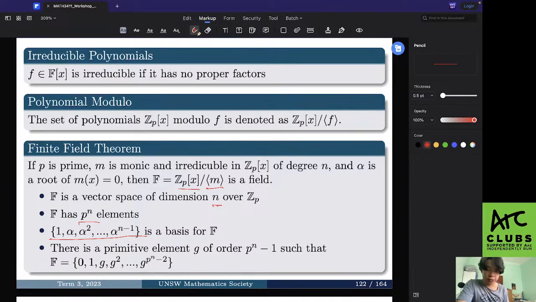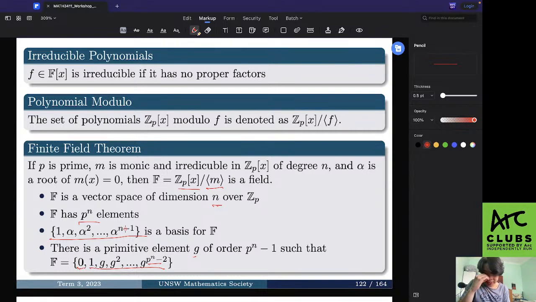We know that 1, alpha, alpha squared, all the way to alpha to the n minus 1, that's a basis. And if we get a primitive element g of order p^n minus 1, then our field can be represented by 0 and then the powers of g from 0 all the way to p^n minus 2.